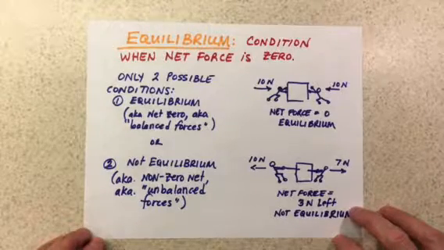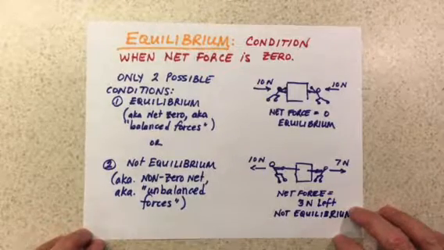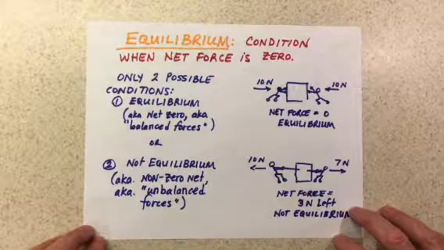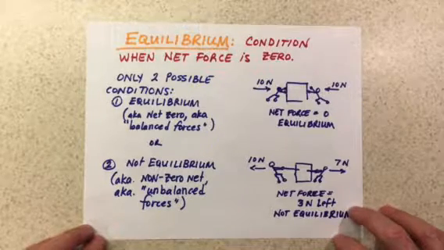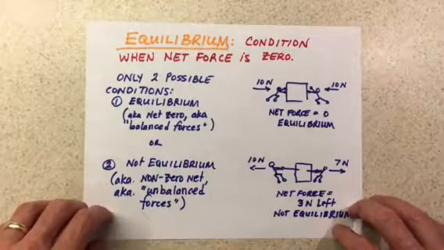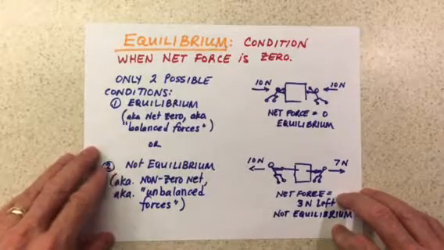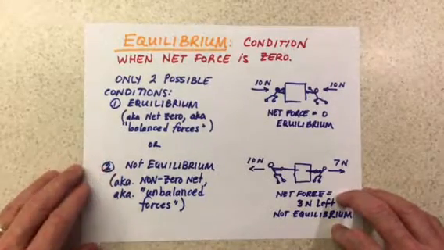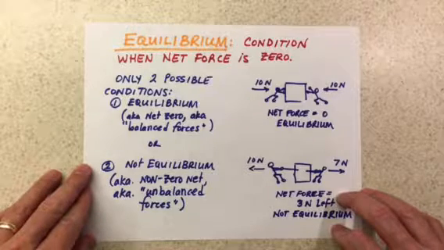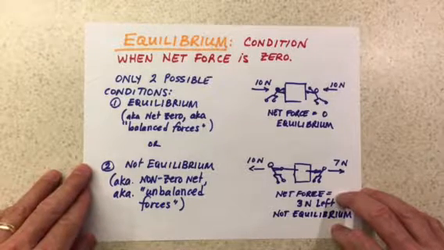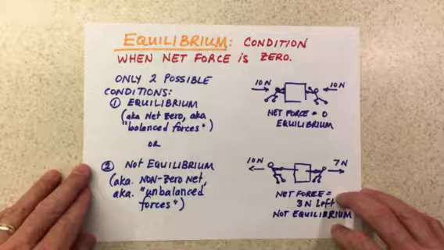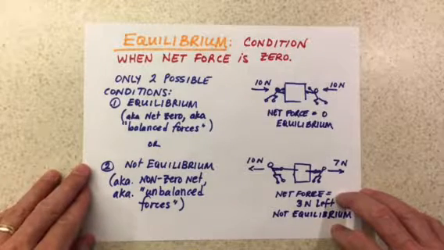Okay, this is the second video in a three-part series, starting with net force. Now this one is about equilibrium. Equilibrium is the condition that you have whenever the net force is zero. So I'm just going to give you a couple of examples and a couple of synonyms.